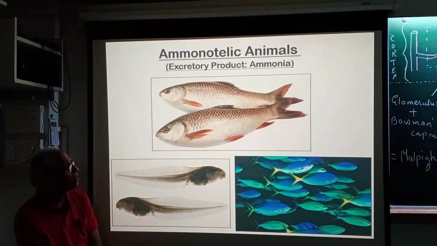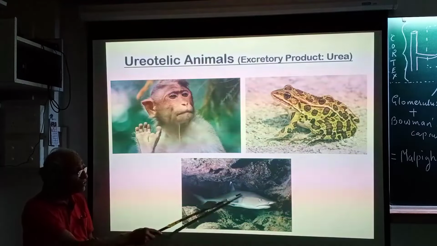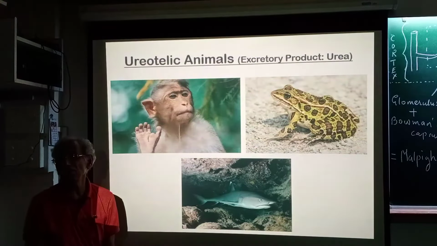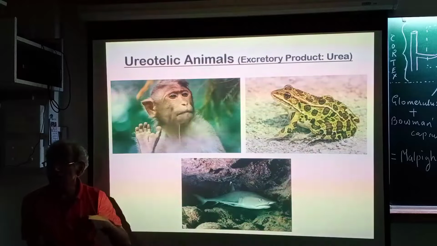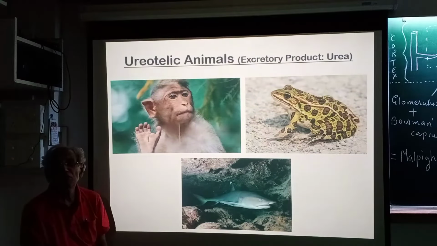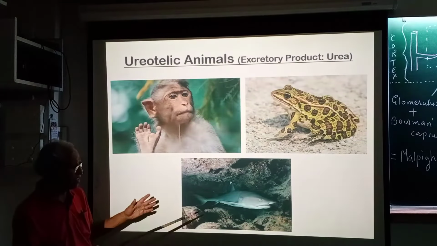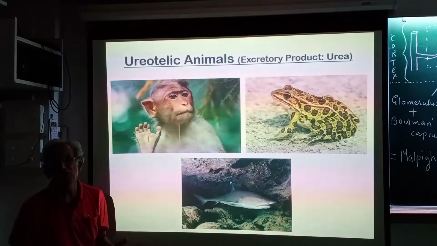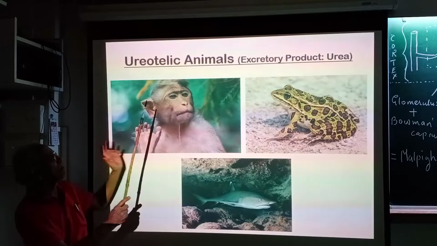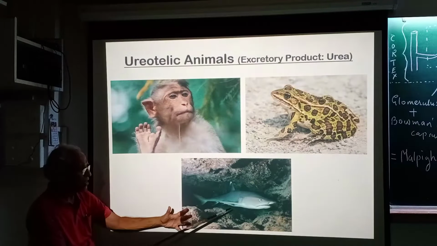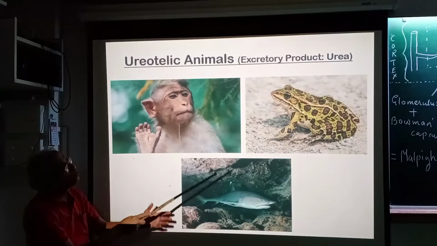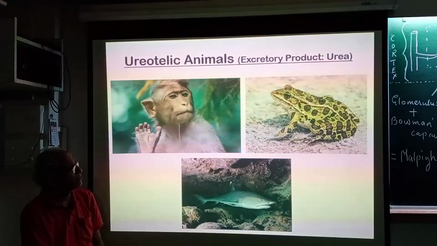Now let's go ahead. And these are the cartilaginous fishes. You know there are two types of fishes, bony fishes and cartilaginous fishes. And cartilaginous fishes like sharks are ureotelic. There are reasons for this, and the reason is something about osmoregulation. I think there is no need to go into those details. You should remember mammals, amphibians and cartilaginous fishes, they give out urea, so they are ureotelic. Next.